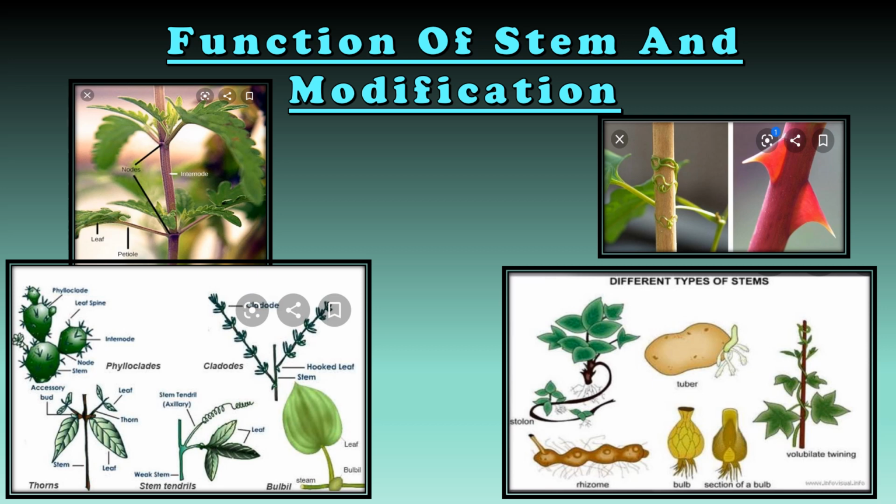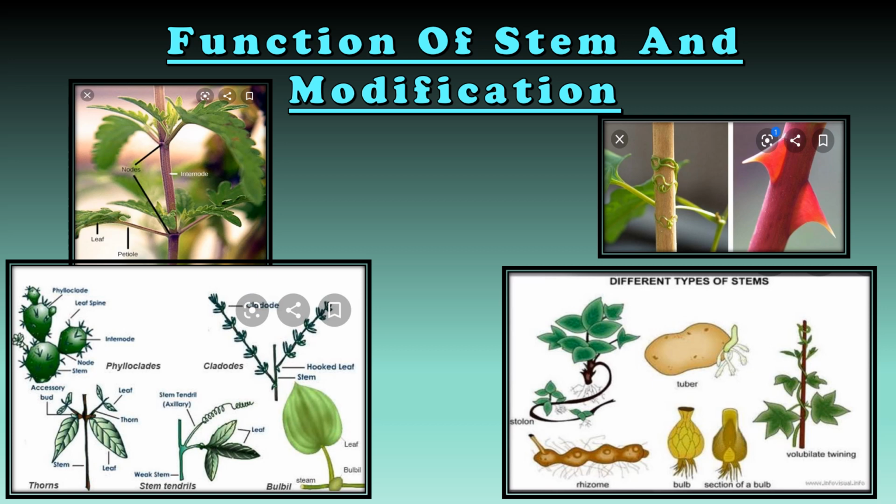Next, for support, tendrils are formed by the stems of climbers such as grapes. These tendrils stretch out and twine around to give support and to enable the plant to climb. Next one is for storage of food. Stems of potato and ginger are modified to store food also. You will be able to see these things in the picture.